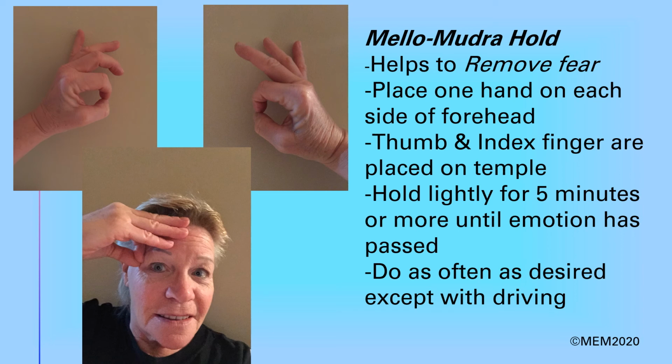To help with fear also is the Mellow Mudra hold. And you can see that on the picture, the way the fingers are. This is how you hold your fingers. It's like the okay sign, right? And you place your thumb and your index finger right at the side of your temple, and the three fingers that are loose just lay across your forehead like so. Now, the picture here only shows one on there, but I had to take the image, so I only used one hand. But this is how you do it.